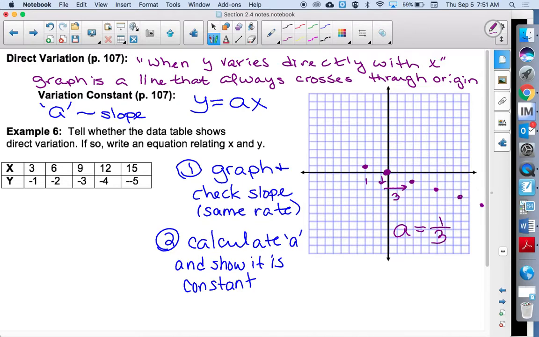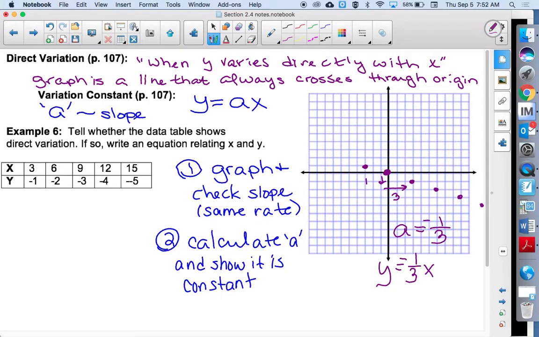So my a is 1/3. It says to write an equation. My equation would just be then 1/3 x. Yes. Negative, yeah, thank you. Negative 1/3 since it's going down. So it must go through the origin, and the rate from one point to the next must be the same for every set of points. So from one point to the next, it has to be continual, it has to be the same or constant. So that's the graphing application by looking at the graph.